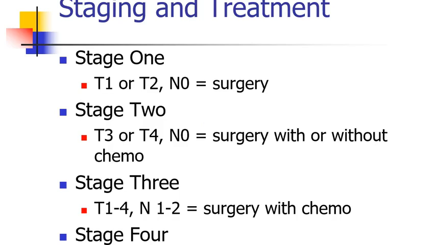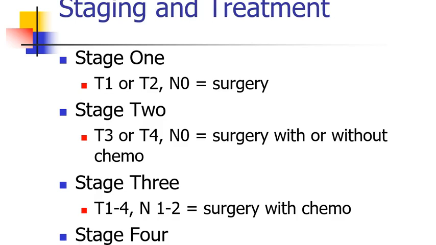Staging of cancers, colon cancer. So they use the TNM staging categories that you learned about in Nursing 200. So stage 1, which is a T1 or 2 tumor, no node activity, they will do surgery. Stage 2, where you have T3 to 4 tumors, no metastases to the nodes, surgery with or without chemo, and that's totally up to the physician, because there's no significant difference in prognosis and outcomes whether they have chemo or not with stage 2.